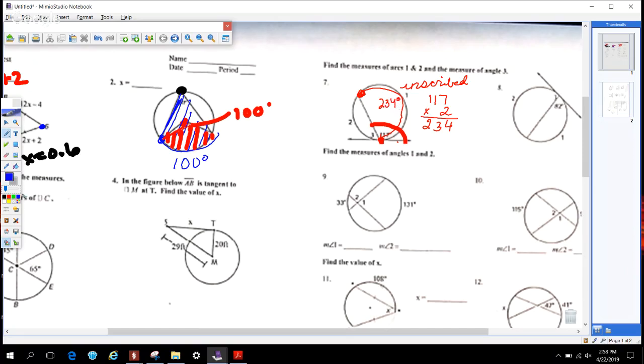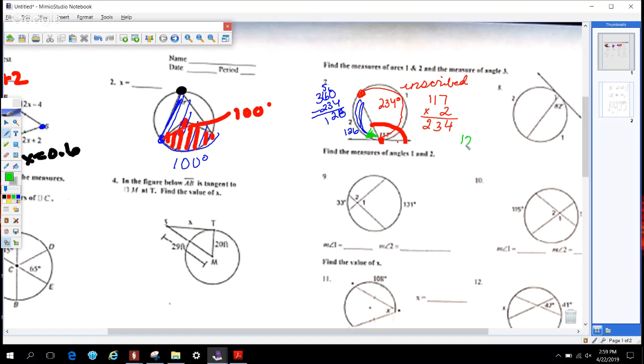Who has an idea about how I can find this blue arc? Subtract from 360. Why am I subtracting from 360? It's a circle. Excellent job. That gives me 126. But it wants this angle. So if I know that arc is 126, how much is left for this angle? There's 2 ways you can do it. Excellent. Yep. There's 2 ways.